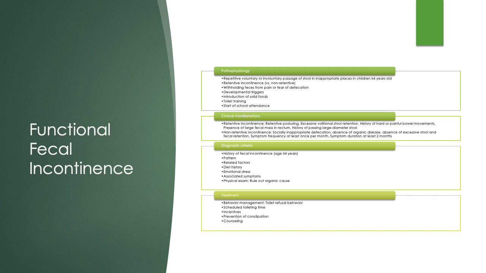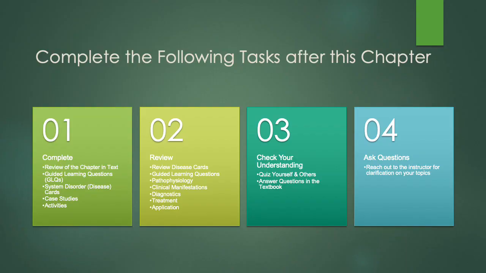As far as your treatment, you want to enforce behavioral management. You want to try and curb toilet refusal behavior. Maybe put them on a training schedule or toileting time to help promote defecation. You may give the child incentives, or you may prevent constipation overall with dietary changes. And you may have to do some counseling for those that are experiencing stress or anxiety.